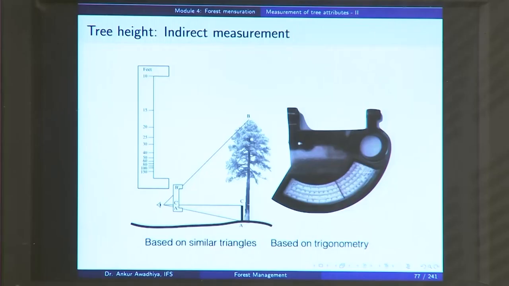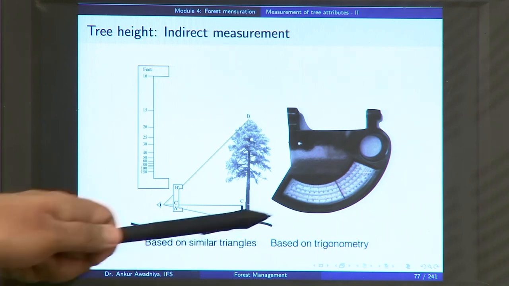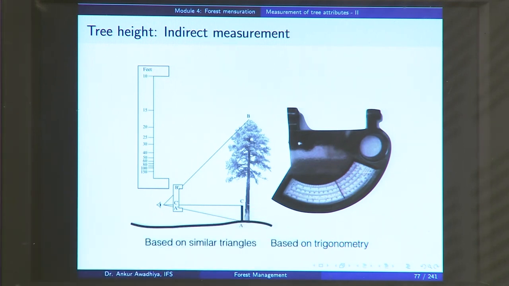Now of course it is not a very good way of measuring, because it is difficult to climb all different trees and it takes quite a lot of effort. So another way of measuring the height is known as an indirect measurement. In the case of an indirect measurement, you can make use of two principles. You can do a measurement based on similar triangles, or you can do a measurement based on trigonometry.